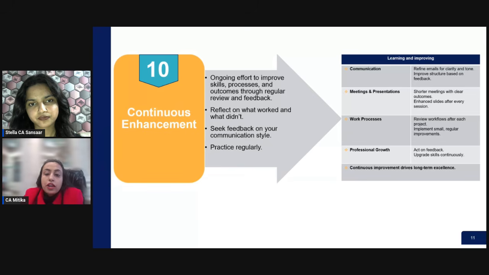and always implement small and regular improvements. Now, for professional growth, always act on feedback, and as we have said amply during the session as well, take criticism as constructive feedback and try to improve. So continuous improvement drives long term excellence. That is the key takeaway from this rule. I will repeat, continuous improvement drives long term excellence. So always be a LLL, lifelong learner.